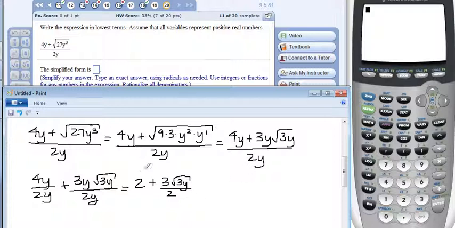Now, I'm pretty sure it's not going to want that because I've got two separate fractions. I'm pretty sure it's going to want to combine them into one fraction again. That's my guess. So in order to do that, I need a common denominator, which is 2. I have to turn this into 2's. Well, how many halves is 2? Well, that would be 4 halves, right? Plus 3 roots of 3y over 2. Now I can combine these for one fraction.